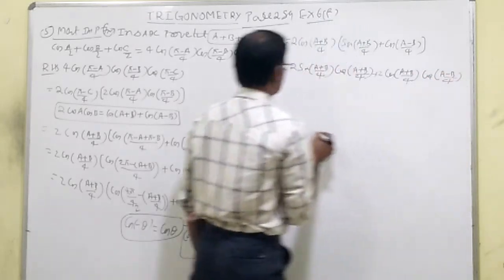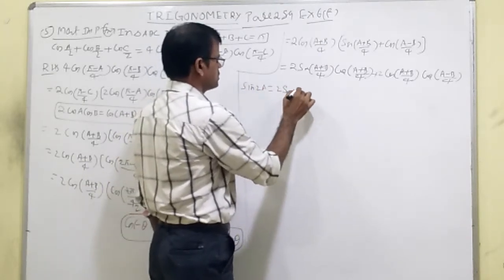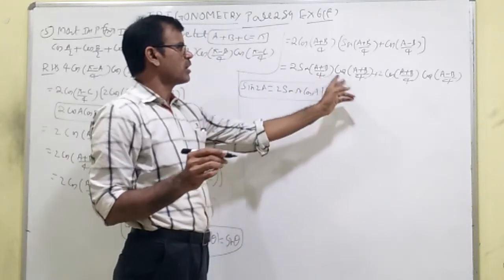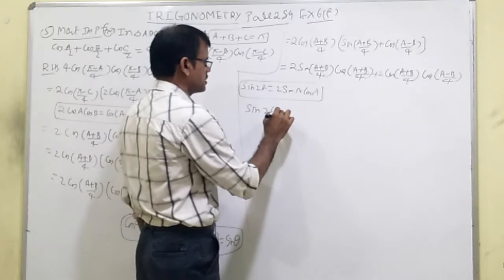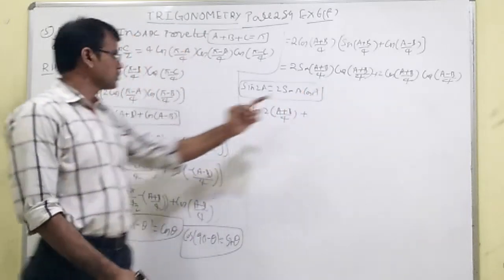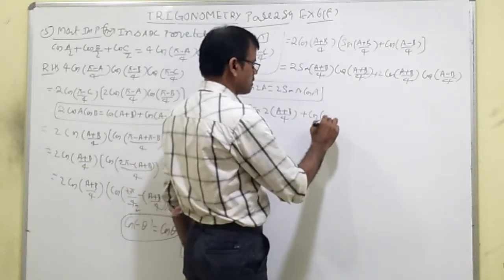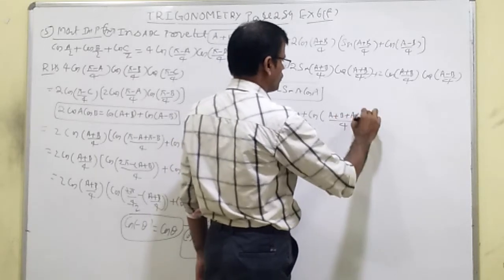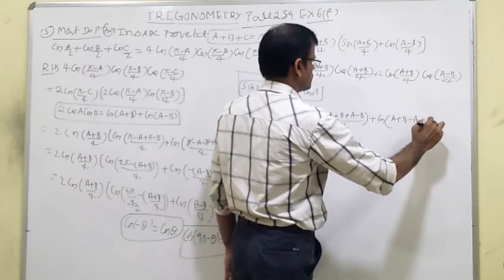Now apply the formula sin 2A is equal to 2 sin A cos A. So this is of the form 2 sin A cos A, which can be written as sin 2A, so sin of 2 into (A plus B) by 4, plus again the formula 2 cos A cos B, which I had written here, cos of A plus B plus cos of A minus B. Right, now this is cos of ((A plus B) plus (A minus B)) by 4 plus cos of ((A plus B) minus (A minus B)) by 4.